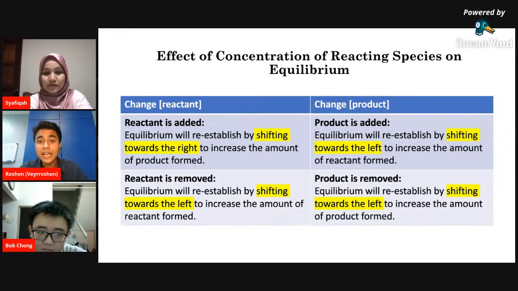Kalau you tambah C and D, A and B akan increase to balance. Kalau you tambah A and B, C and D akan increase to balance. Basically macam tu je lah, very simple. So you just see where the arrow is. Kalau dia move to the left lah, kalau move to the right je.